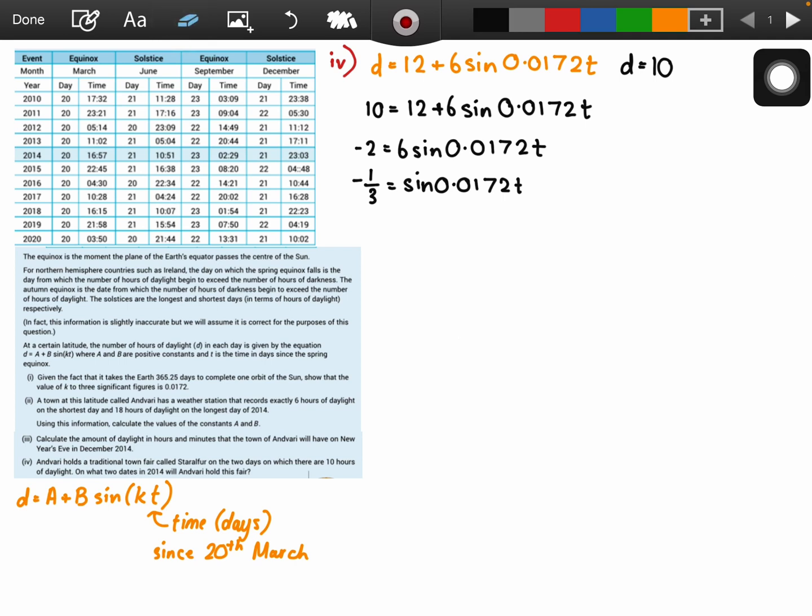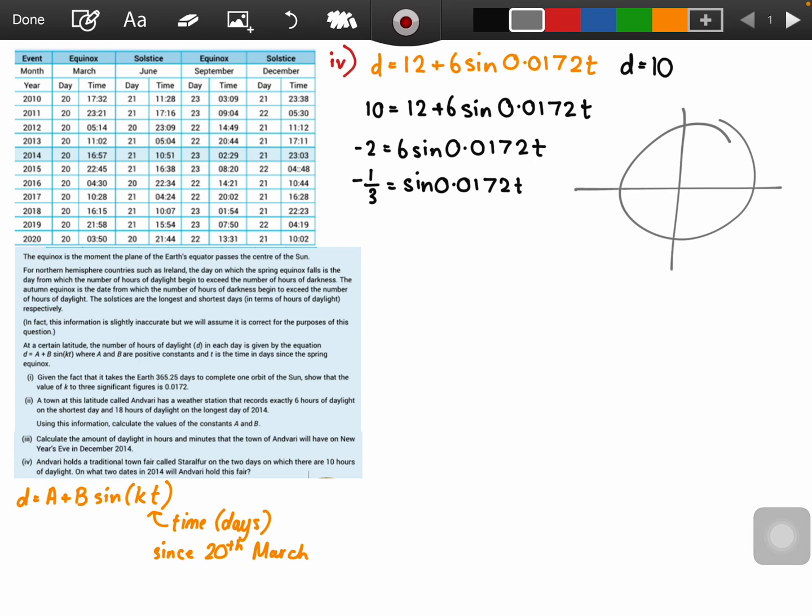Now, when does the sine of an angle give you a negative answer? What quadrant do you see it in? Think about CAST. If you're in the first quadrant, the sine of an angle is never going to be negative because all of them are positive here. In the second quadrant, the sine of an angle is going to be positive. And then it's in the third and fourth quadrants that the sine of an angle is going to be negative.